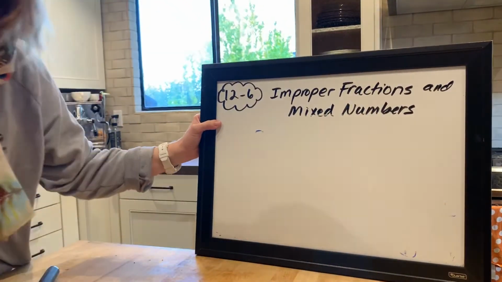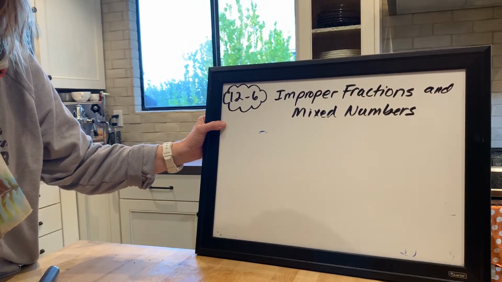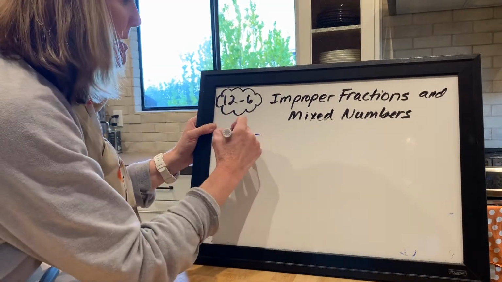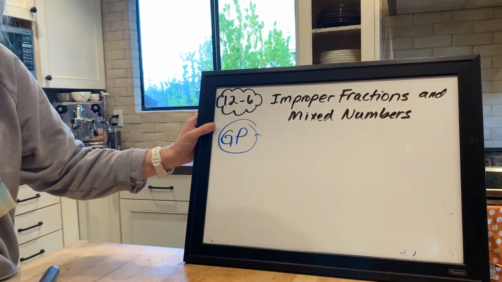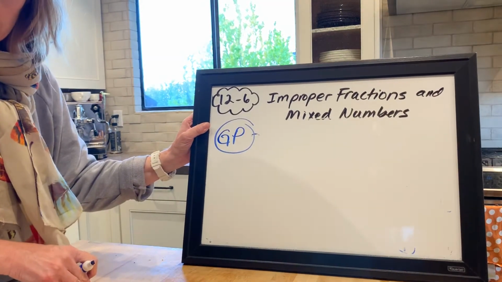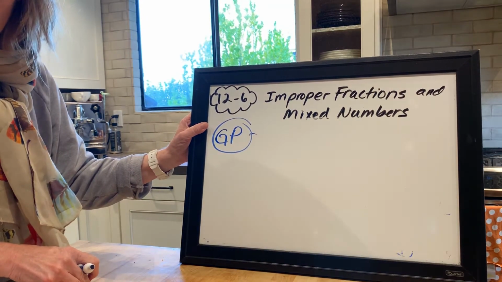I'm going to give you a couple of examples and then we'll move on. It's going to give you some nice visuals, which I include. So our GP today says, write a mixed number as an improper fraction. Write each improper fraction as a mixed number and a whole number. Use models to help you.